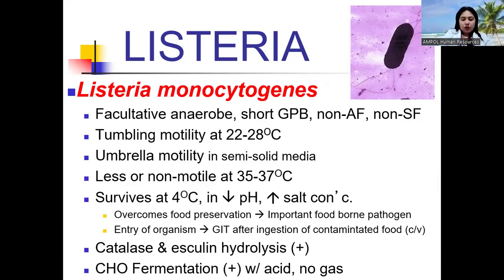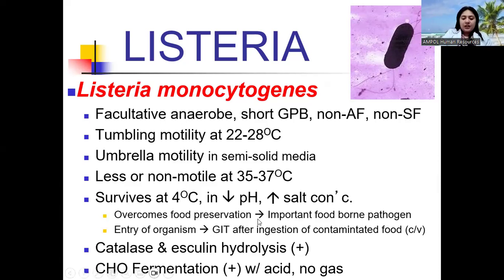Let's show the picture. It is less motile or non-motile at 35 to 37 degrees, but at 22 to 28 it becomes motile. They can survive at 4 degrees, in the refrigerator, in low pH and high salt concentrations. So they usually overcome the preservation of food. That's why they can cause foodborne illness and gastroenteritis.